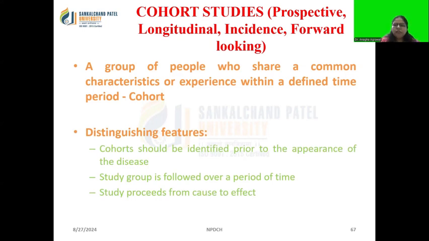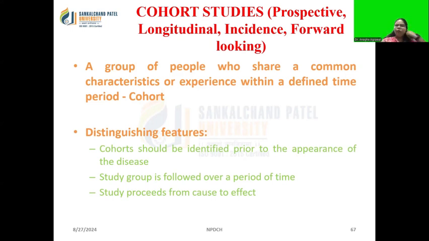What are the distinguishing features of a cohort? A cohort should be identified prior to the appearance of the disease. So before the disease has appeared, whereas in a case control study, the disease has already appeared, and only then can we take cases. But in a cohort study, we do not do this. We identify a cohort which has similar things in common, but does not have any disease right now.